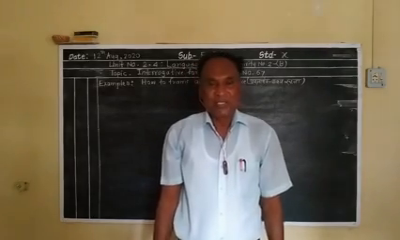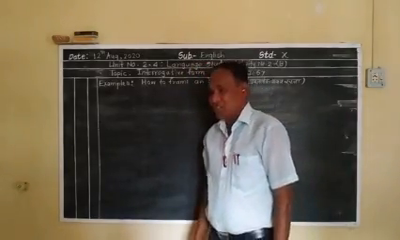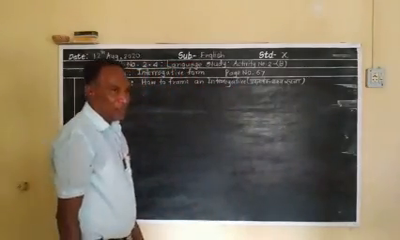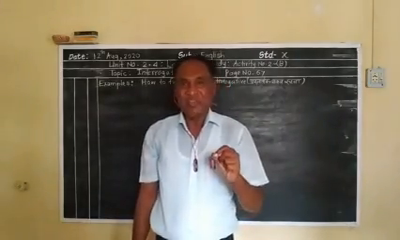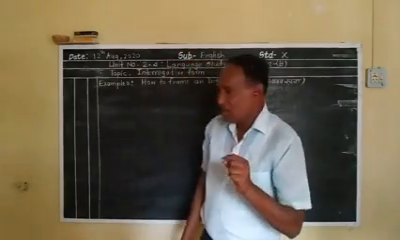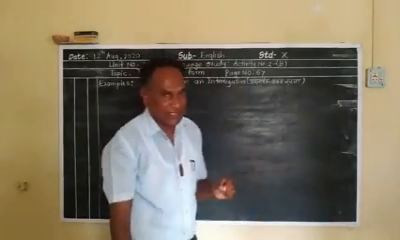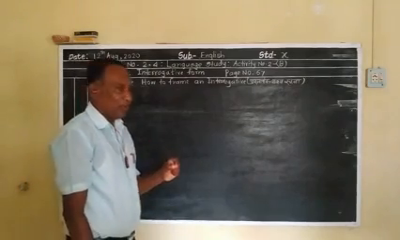Good morning, students. Yesterday we studied the word chain of noun, adjective and verb, and the exclamatory sentence. Today we are going to study how to frame an interrogative sentence. Interrogative sentence means prashnarthak vakya.